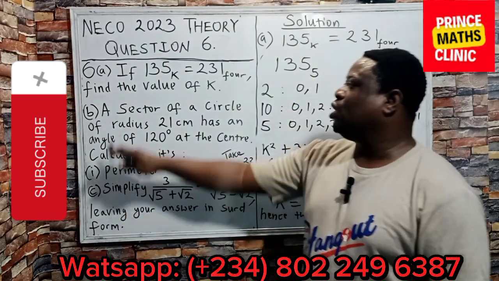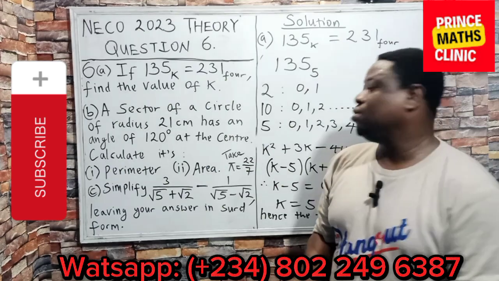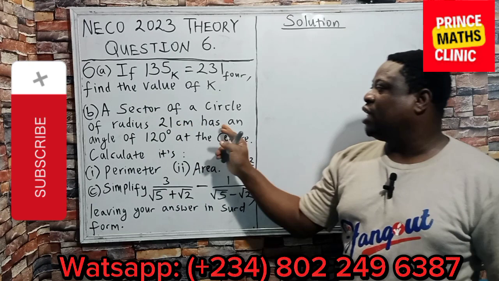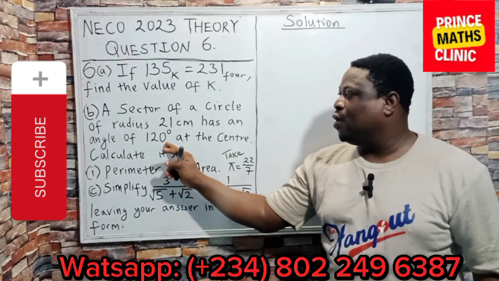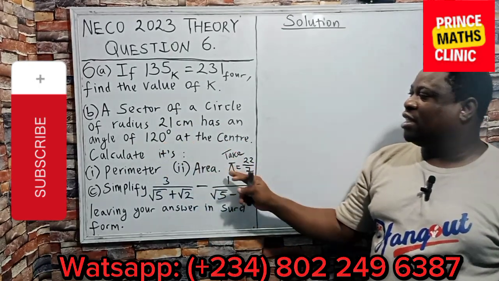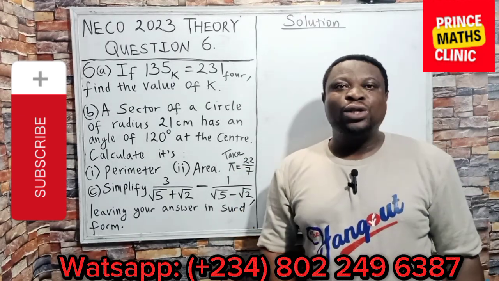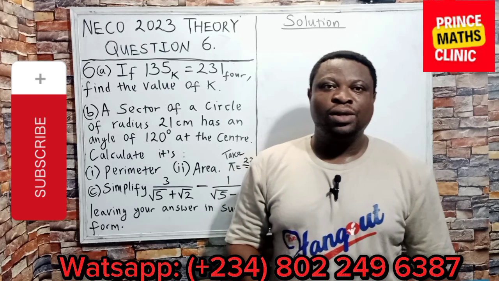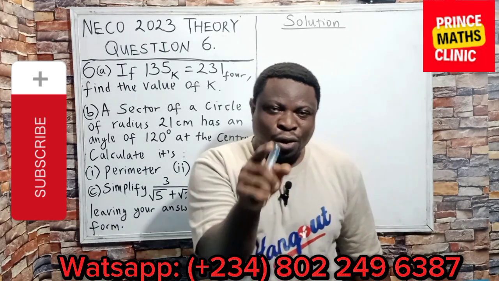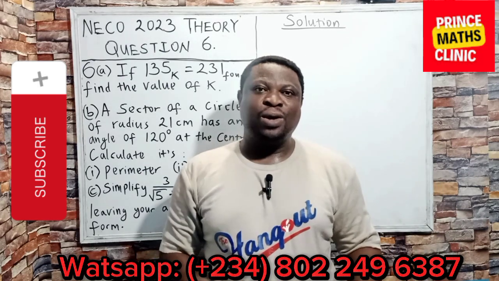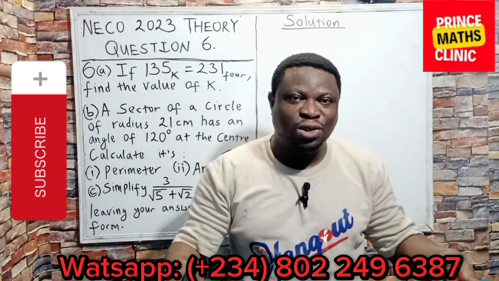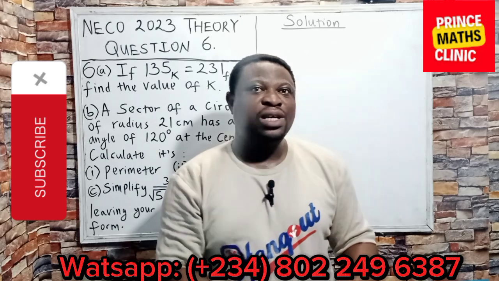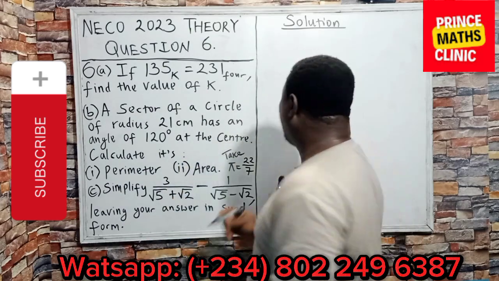Let's move on to the B part of the question. We are told that the sector of a circle of radius 21 centimeter has an angle of 120 degrees at the center, right? Now, what do we mean by sector? A sector is a portion of a circle bounded by two radius, which we call radii, and has an angle in the center. Something that looks like this.